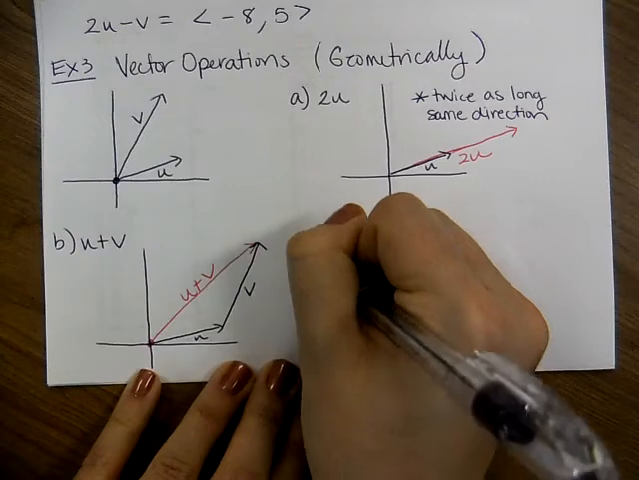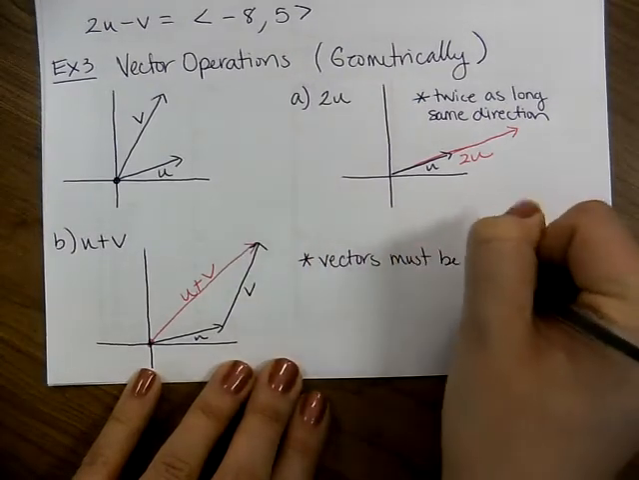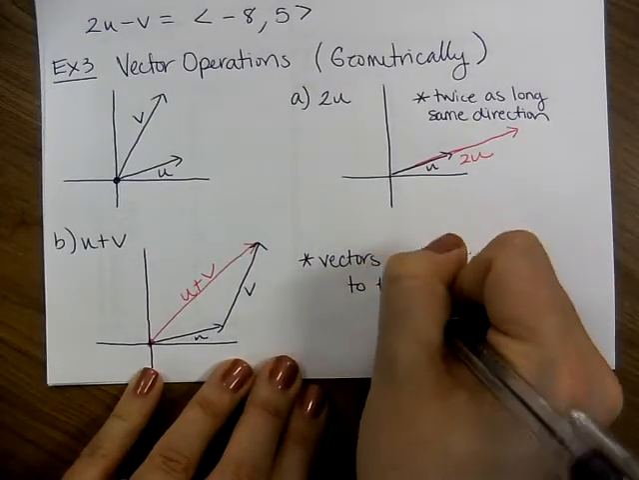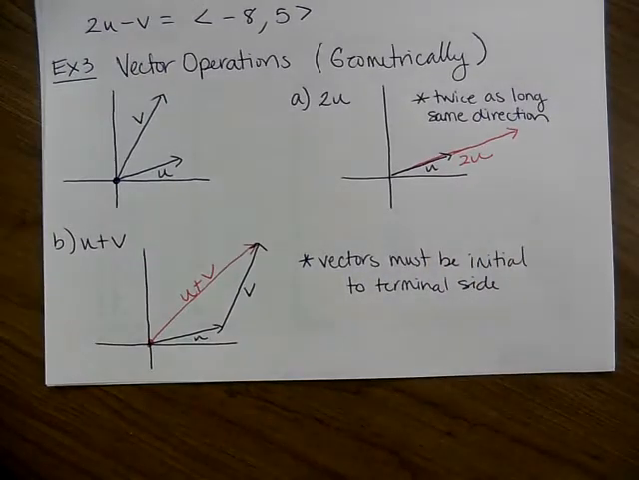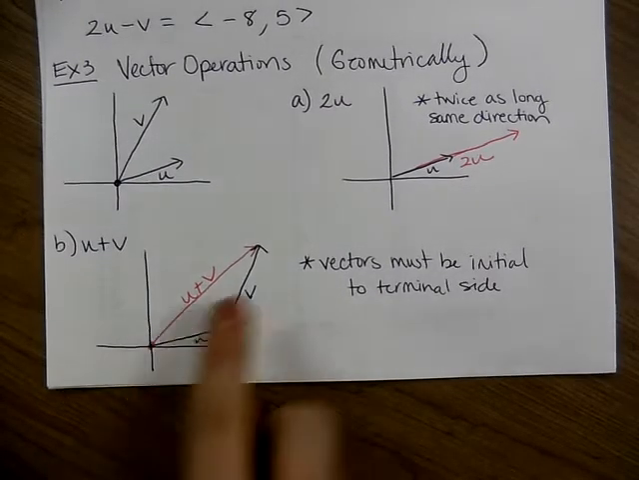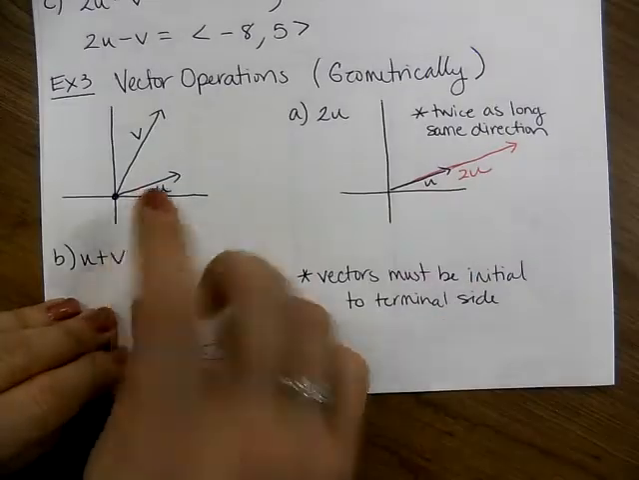So make yourself a note here. Vectors must be initial to terminal side. Okay? Or sometimes you might hear it referred to as like head to tail. Okay? So this is the head, the beginning, and then the tail is where your arrow is at. Okay? So everybody okay with u plus v? Any questions?